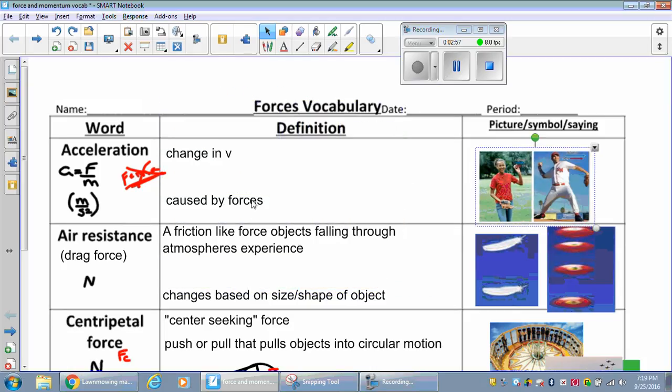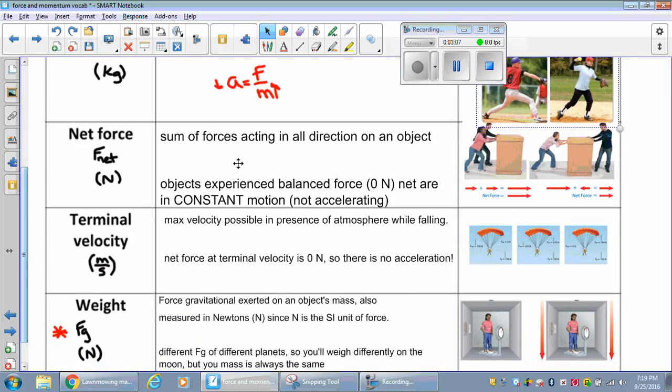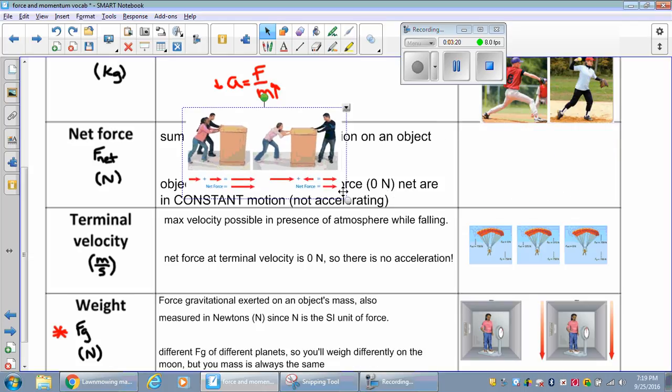Okay, let's go now to net force. We're going to look at net force. Okay, so that should be on your second page. Okay, net force means the sum of all forces acting in all directions on an object. Okay, objects that experience balanced forces, that means it comes out to 0 newtons. They're at constant motion or not accelerating. Let's look at an example of that here.